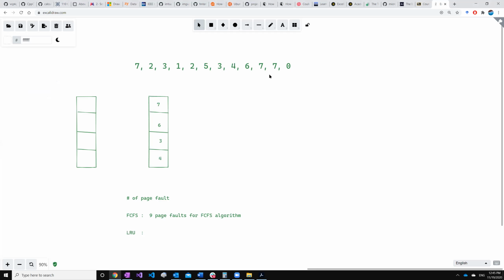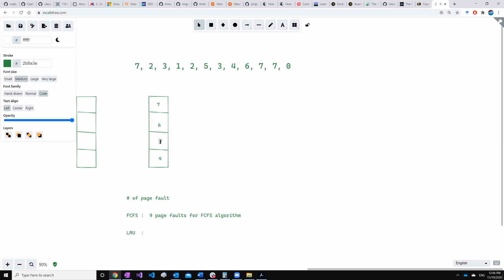Okay, now for the next 7, we can get a 7 from here, no problem. And how about 0? For this 0, you are going to replace either 7, 6, 3, or 4 with this 0, whichever is the least recently used, not frequently, least recently used. You can tell 7 is the most recently used, and 6 is not bad, right? And for the 3 and the 4, we can tell 3 will be the least recently used.